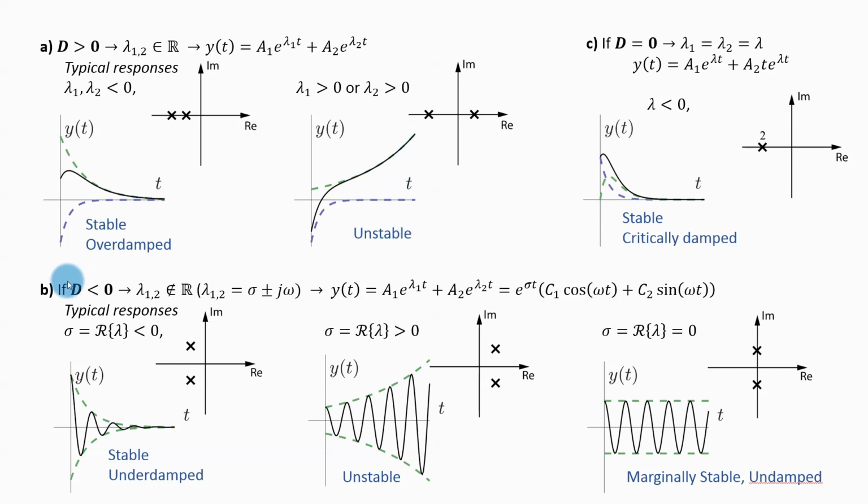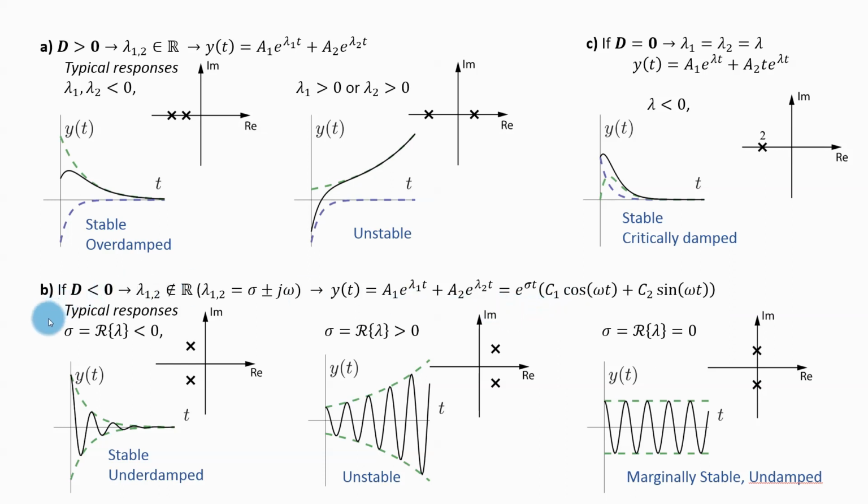If the discriminant of your characteristic equation is negative, you get two complex conjugate roots. Here you can still use this form of the general solution, but it is usually more convenient to use this form. These two forms are equivalent. The second one is just easier to work with. Again, either these constants or these constants you will get from the initial conditions.